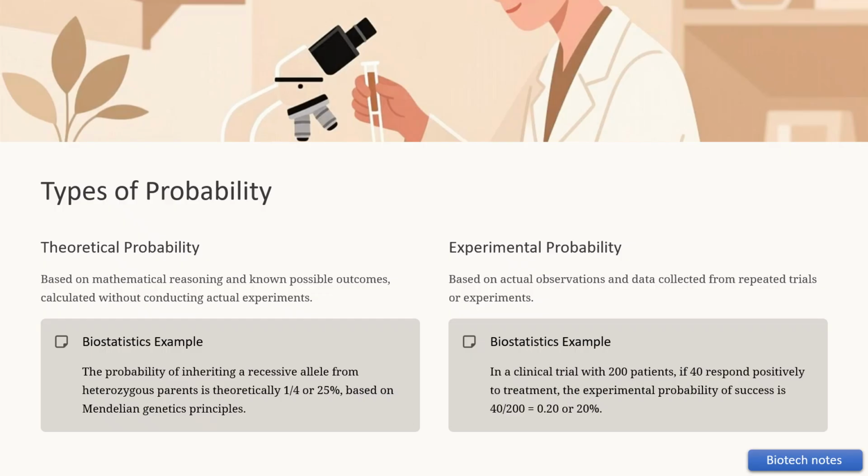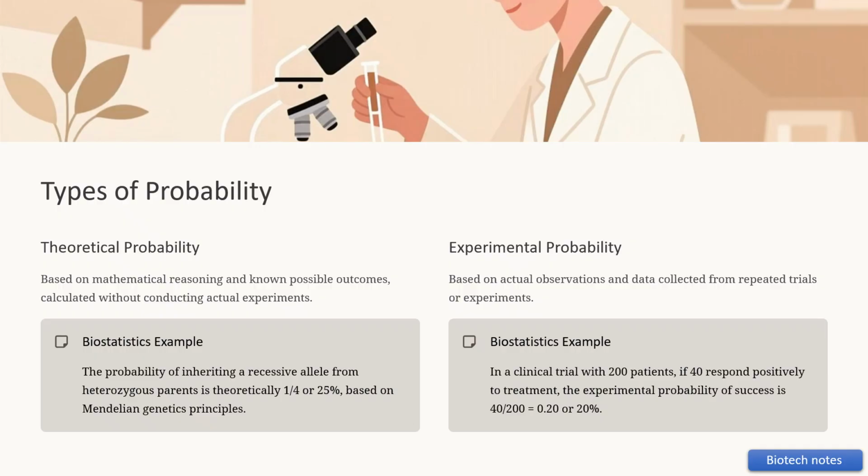Next is experimental probability. In itself, it's saying that experiments are being done. Its definition is based on actual observations and data collected from repeated trials or experiments. An example is a clinical trial with 200 patients, where if 40 respond positively to a treatment, the probability of success is 40 out of 200, that is 20%.